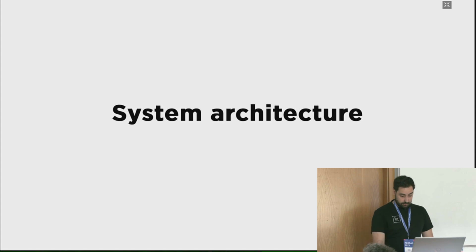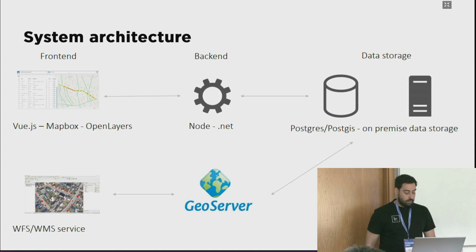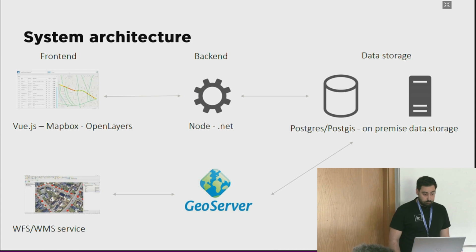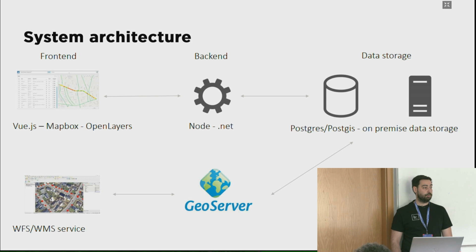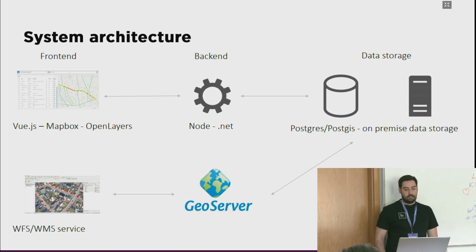A bit of system architecture. For the web part, we are using Vue.js, Mapbox, and OpenLayers for the map part. Backend, for the map part, at the moment we are using Node.js. We are planning to switch to .NET. And then for data storage, it's Postgres, PostGIS, and all the data is on-premise, as most of our customers don't trust the cloud. So we keep all our data with us.